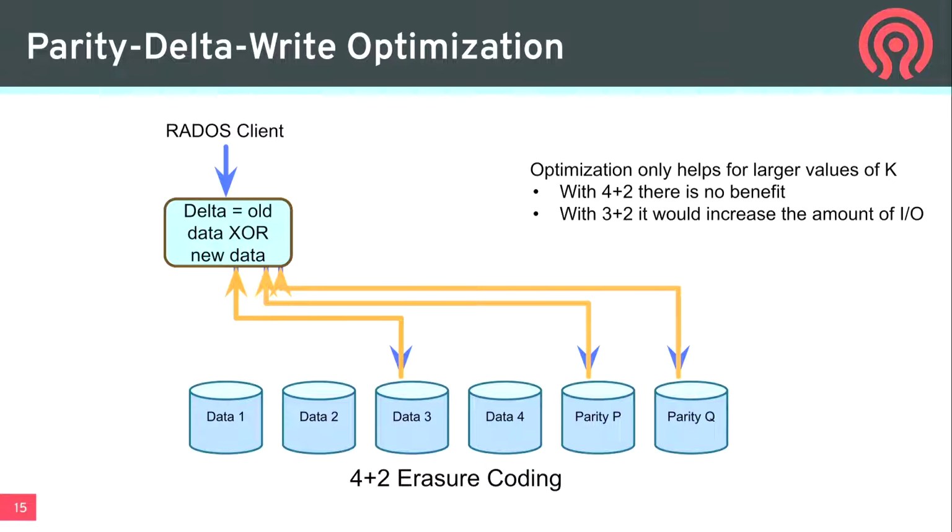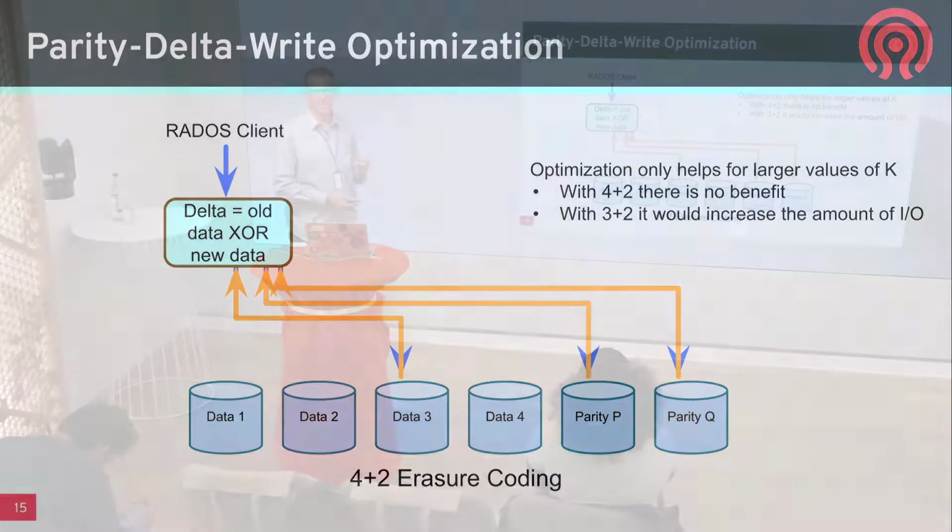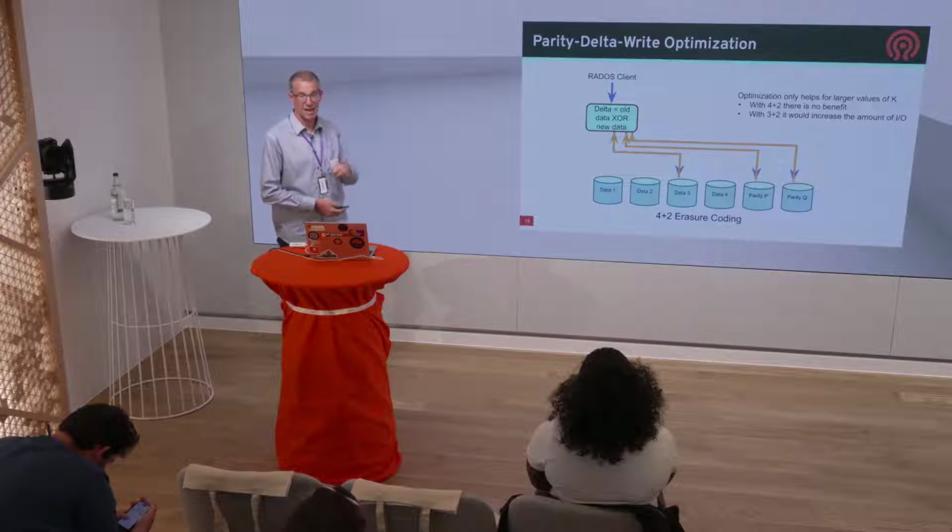So how it works is we read the old data and the old coding parities. You XOR together the old data and the new data to perform a delta. And you then apply that delta to the coding parities, and applying the delta to the coding parities is actually using exactly the same maths and the same algorithms that are used to generate the coding parities from scratch. And that actually produces the new coding parities for you.